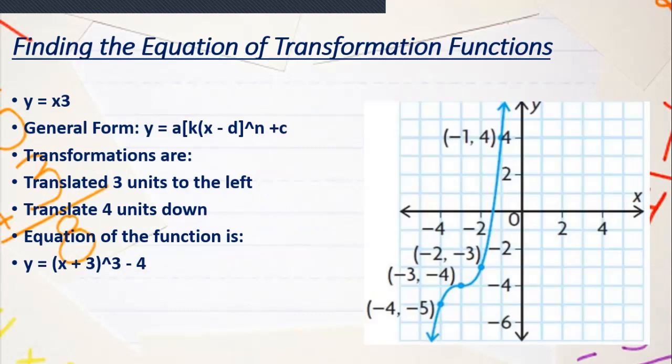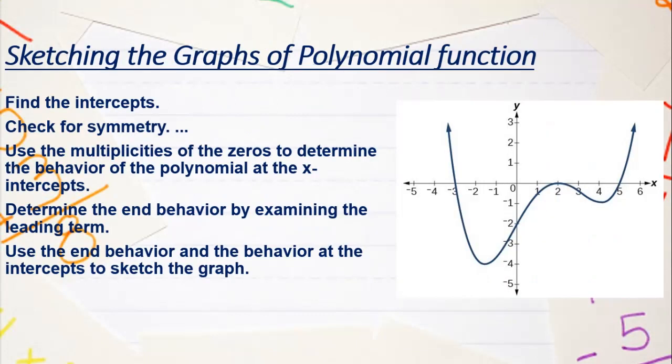And last but not least, finding the equation of the transformed function from y = x³. We'll again put it in the formula. The translations are 3 units to the left and 4 units down. So the equation of the function would be y = (x + 3)³ − 4.